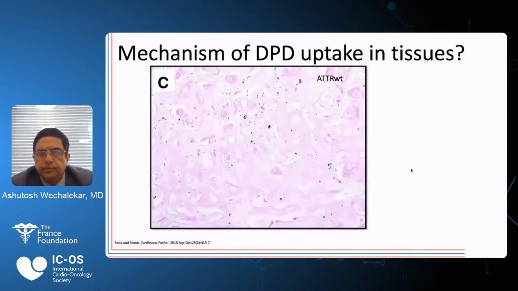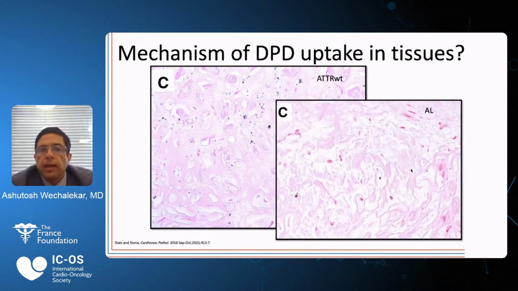And in ATTR amyloidosis, colleagues from Boston were able to show that there was small microcalcification within the cardiac amyloid tissues, and one wonders whether this is the source of DPD uptake or PYP uptake. In AL amyloidosis, this microcalcification wasn't present, and we wonder whether the reason for DPD uptake is actually injury to the myocyte and calcium leakage from the damaged myocytes.